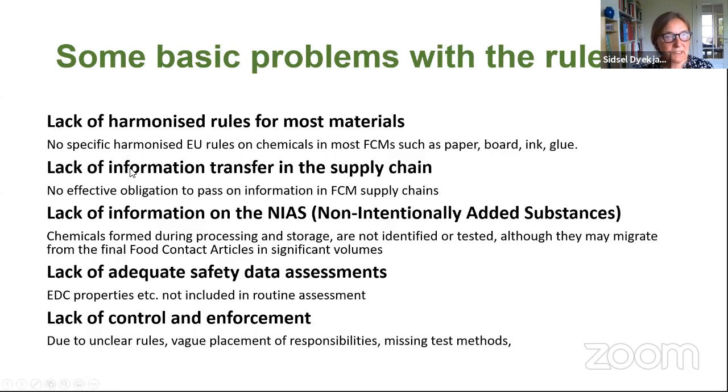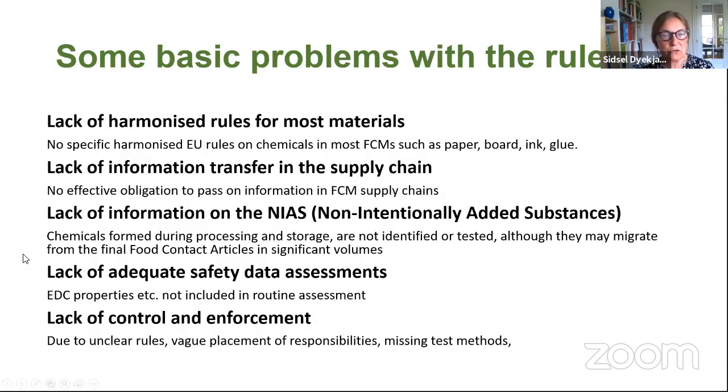Another main problem is the lack of information transfer in the supply chain for FCM. There's no really effective obligation on the suppliers to deliver information to the customers in the FCM supply chain. For harmonized materials, which is almost only the plastic, there's an obligation to deliver a so-called declaration of compliance. And this states that the product is legal, but there's no obligation to pass on information on how the safety has been assessed or which chemicals have been used.